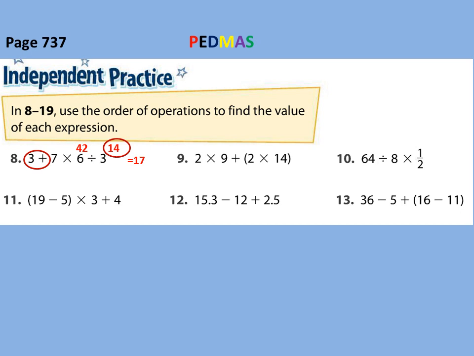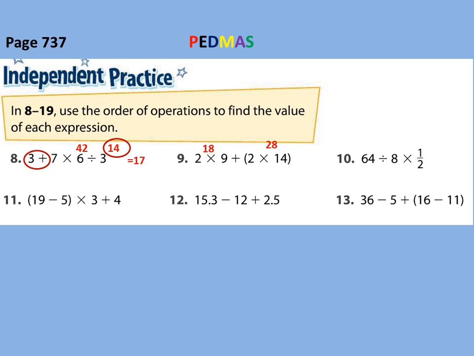How to solve this question? Of course, the first thing, the parentheses. Yes, we have parentheses here. And inside the parentheses, we have multiplication. So we must multiply first. What's 2 times 14? Yes, it's 28. And after the parentheses, we have another multiplication sign. So we must multiply 2 times 9. 2 times 9, of course, it's 18.